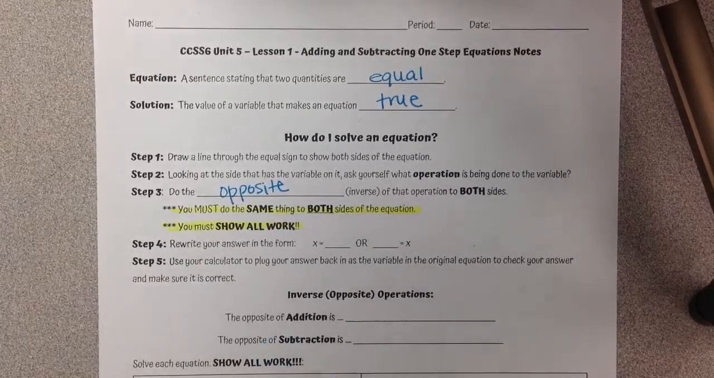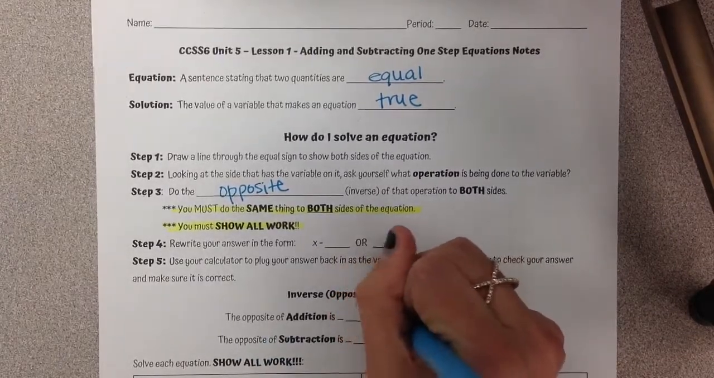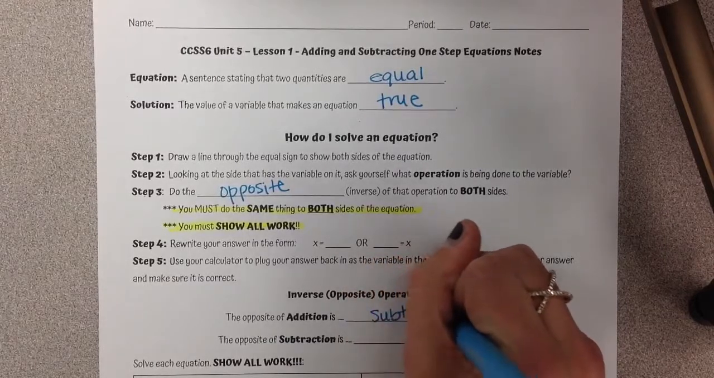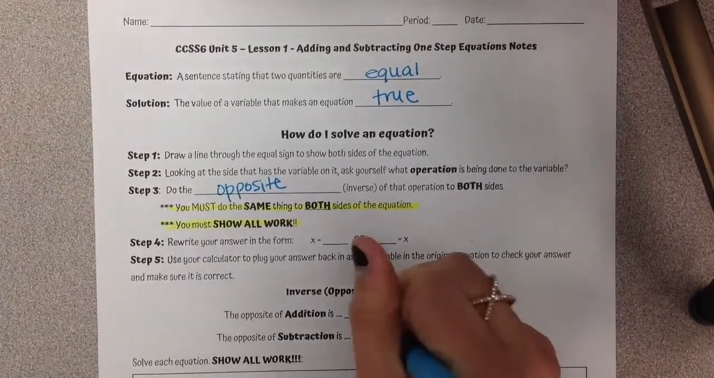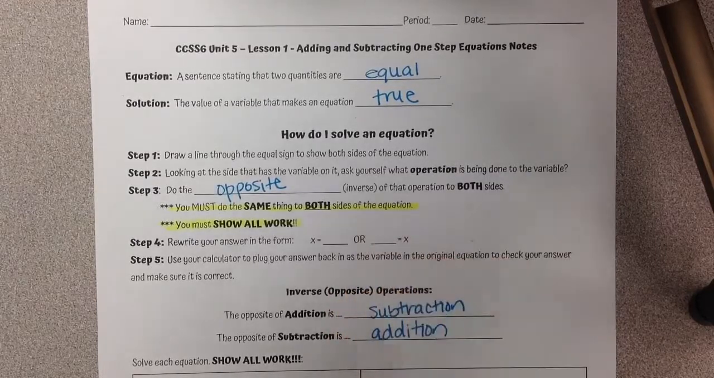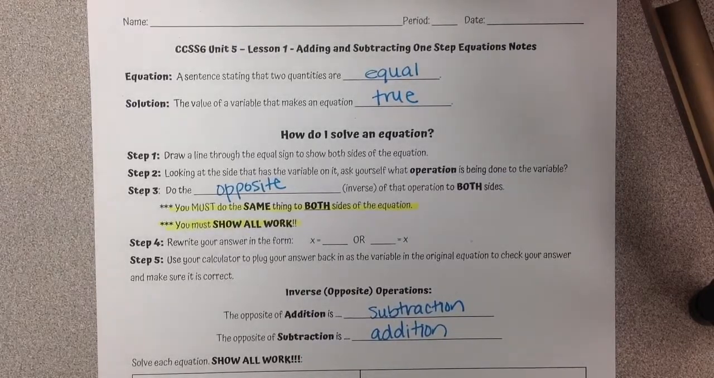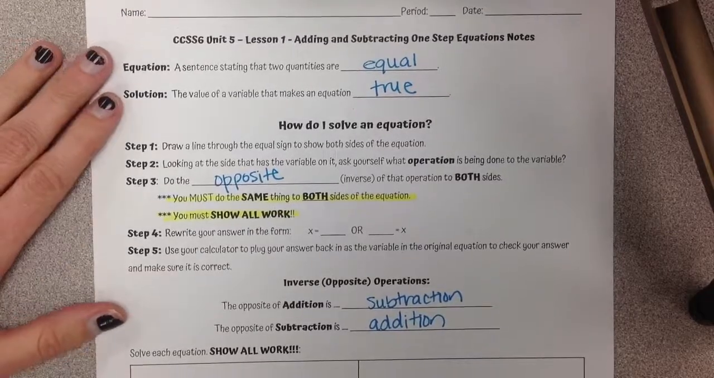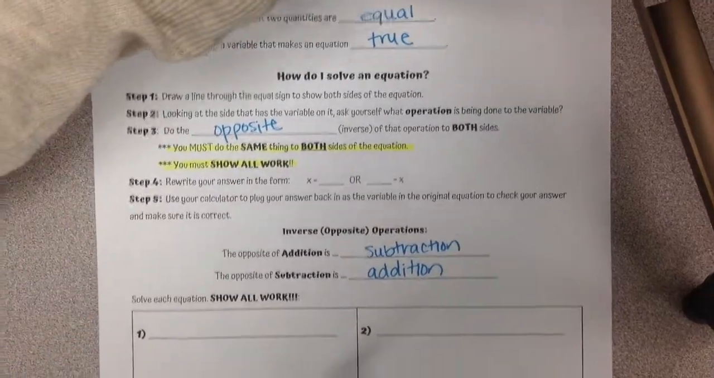So what are inverse or opposite operations? Well, the opposite of addition is subtraction, and the opposite of subtraction is addition. So what that means is if there's an addition sign in the problem, we're going to undo it, or do the opposite of it, which is to subtract. Or if there's a subtraction sign in the problem, we're going to do the opposite to solve it, which is to add. So let's look at the first problem.